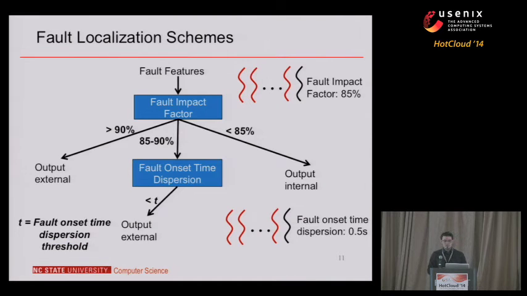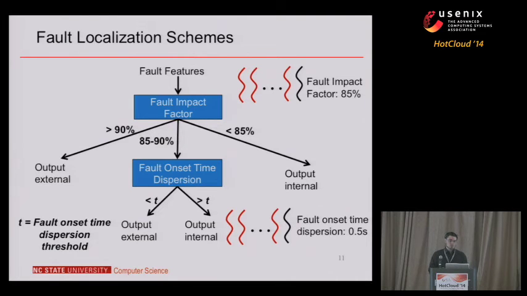So if we see that the onset time dispersion is below some threshold, we say that it's likely an external fault because it's been affected very quickly. On the other hand, if it's greater than some threshold, then some threads were affected very quickly, while other threads and execution units were affected over a longer period of time. In that case, we say it's an internal fault.